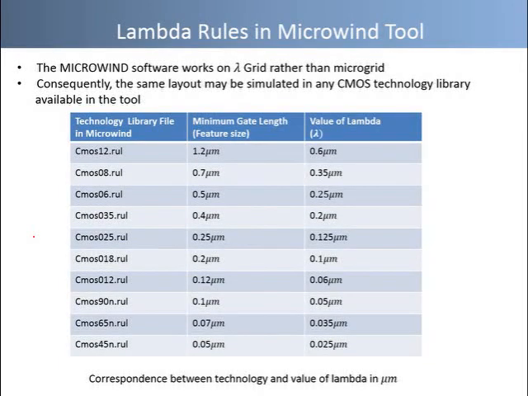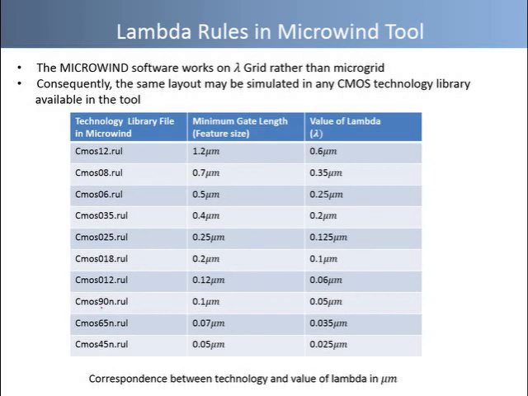Let's talk about the layout rules in the Microwind tool. The Microwind software works on the lambda grid rather than microgrid. As a result, a layout designed using one technology library can be easily simulated in any other library available in the tool. And Microwind supports a number of technology libraries which are presented in this table. The technology library file has an extension .rul. Here we have a list of technology library files along with the gate length of the minimum size transistor as well as the value of 1 lambda.